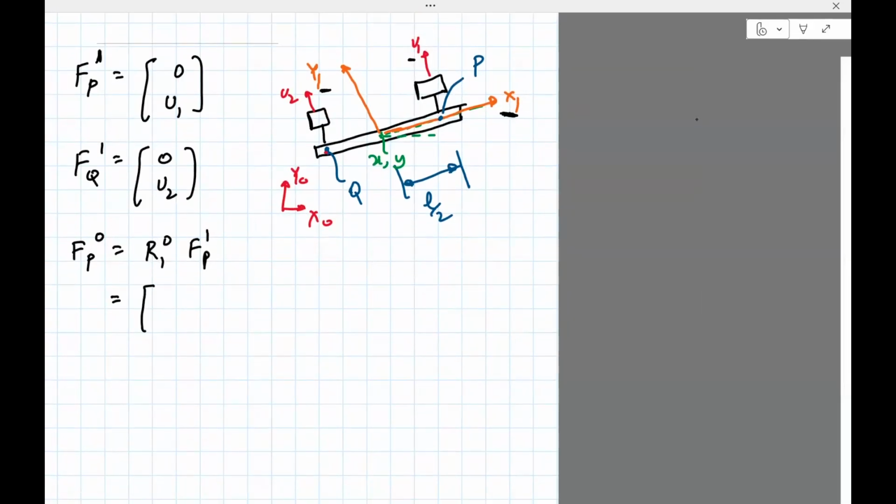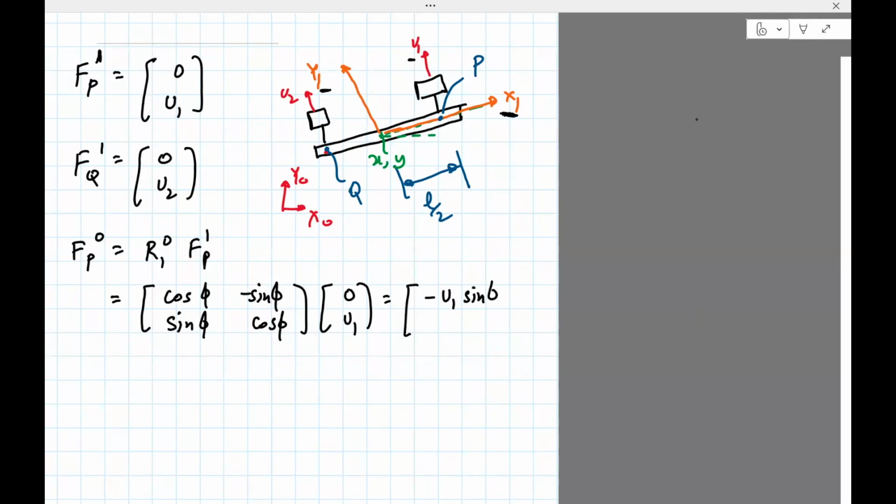So R10 is cosine phi, minus sine phi, cosine phi. Fp1 is 0, u1, and this will be minus u1 sine phi, u1 cosine phi. Okay, and it won't be very surprising. You can find that without doing all this. It's just taking u1 and finding its component in the vertical direction.